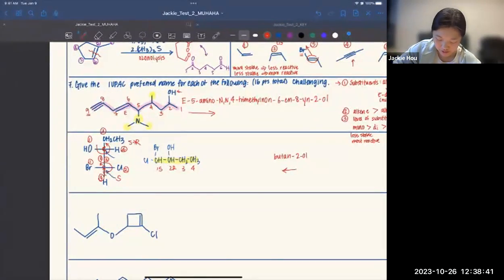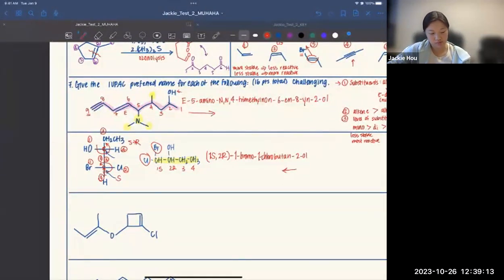So right off the bat, I can just write 1S, 2R, and put that in parentheses with a little dash. Okay, now I want to finish off with all my branches, right? The only 2 branches I have in this case is the bromine over here and the chlorine, and they happen to both be connected to the first carbon. So going alphabetical, I know it's 1-bromo, 1-chloro, butan-2-ol.